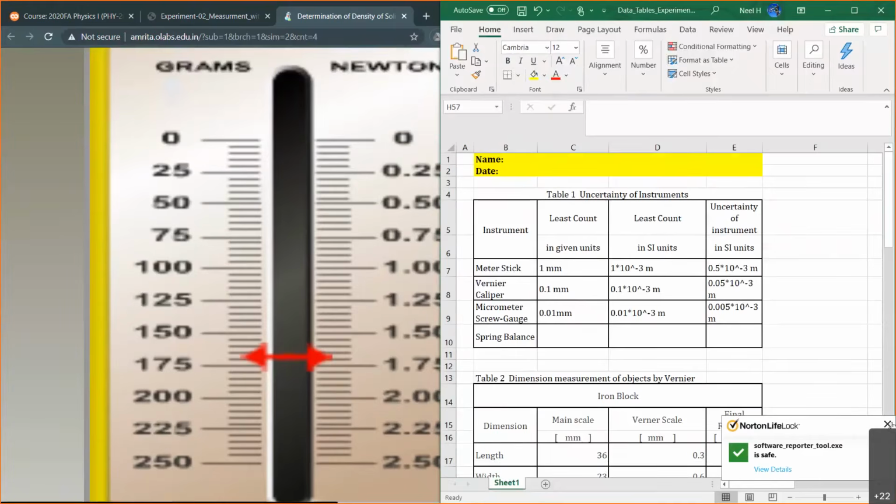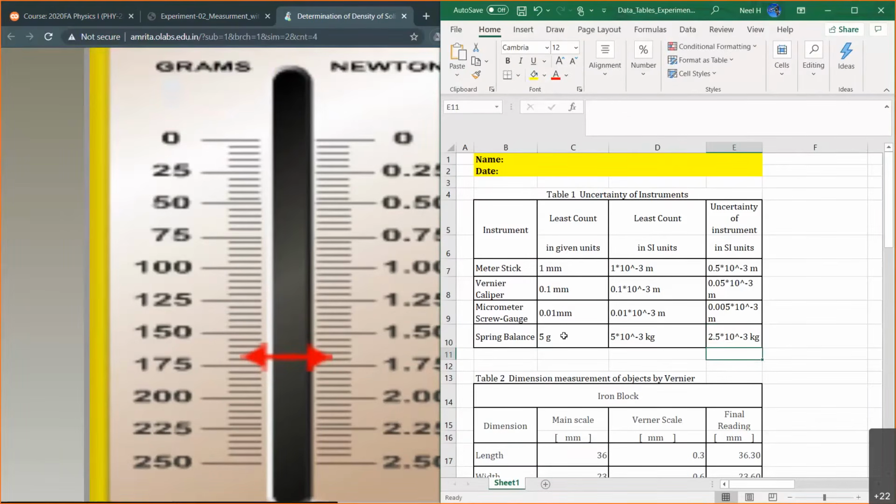On table number 1, it is asking what is the least count of the spring balance? That is about 5 grams, right? 5 g. And the least count in SI units: the SI unit for mass is kilogram, 5 times 10 to the power minus 3 kilogram. And the uncertainty of this balance is going to be half the least count. That means 2.5 times 10 to the power minus 3 kilogram.